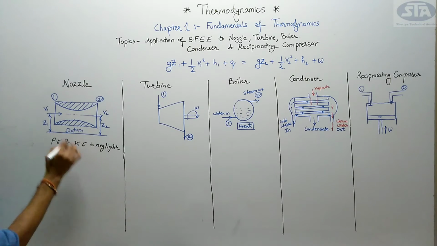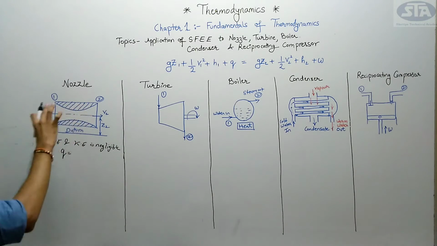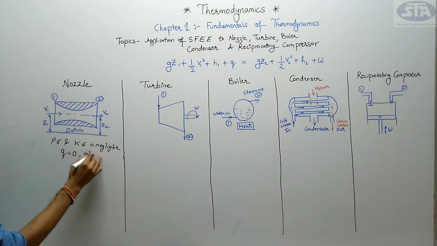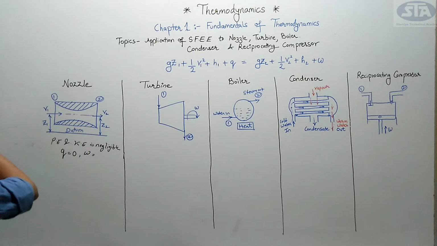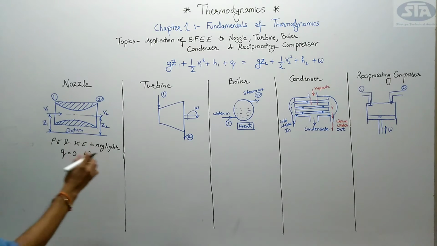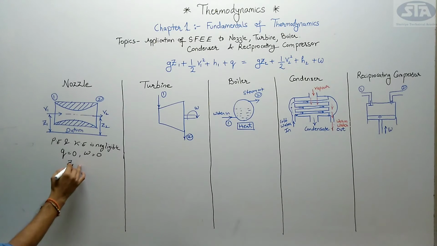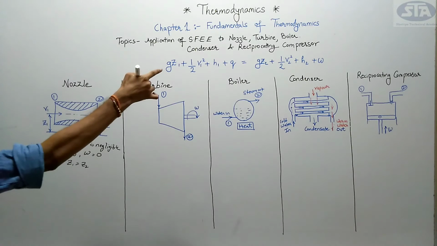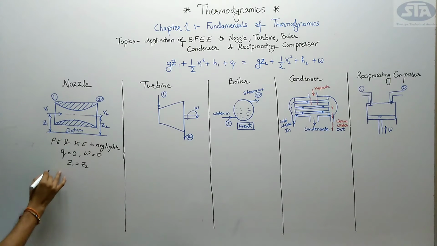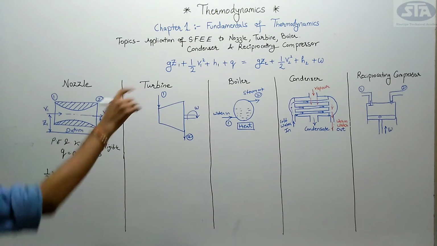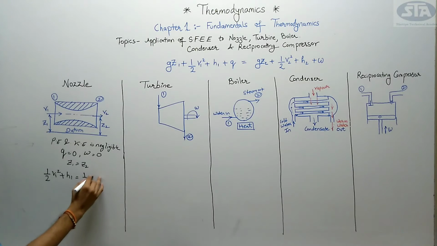Can you see any heat transfer or any work done in this device? There is no heat transfer nor any work being done. Only the water is flowing from point 1 to point 2. So Q and W are 0 and my Z1 will be equal to Z2, so that will be cancelled. Now that steady flow energy equation I will write as half V1 square plus H1 equals half V2 square plus H2.